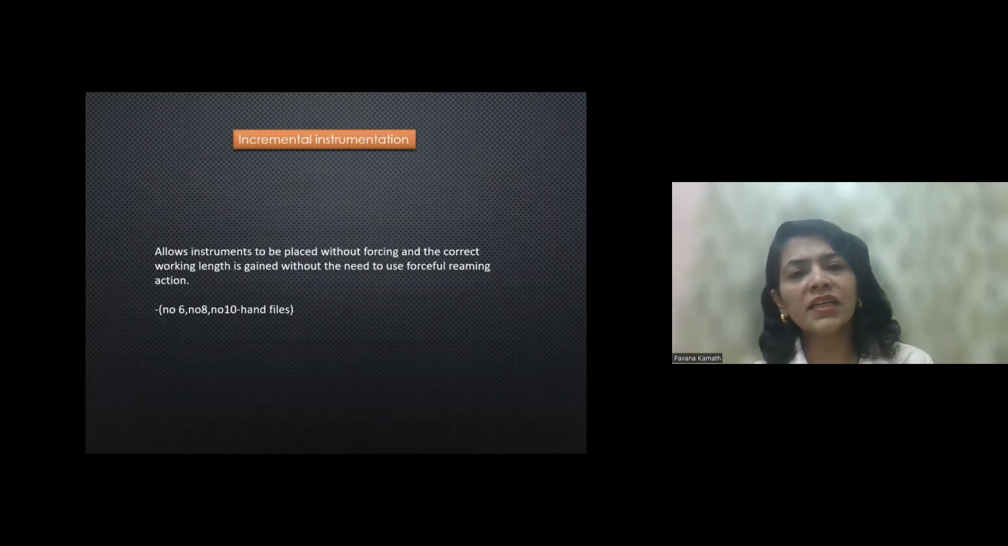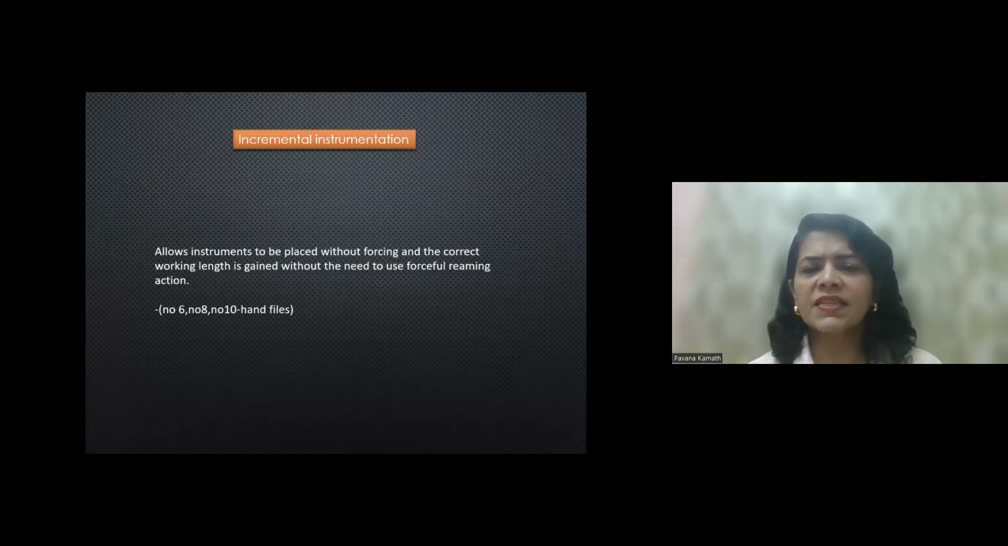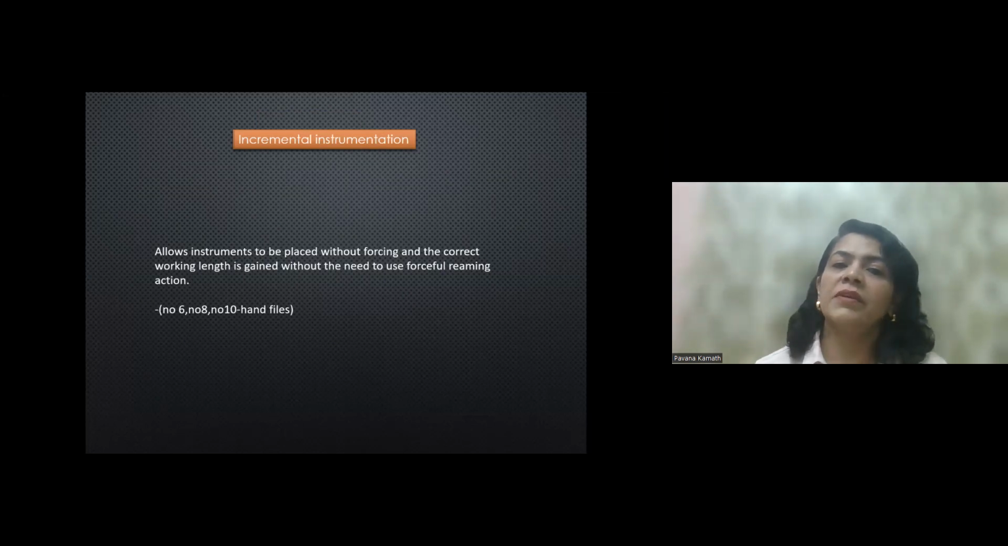What is meant by incremental instrumentation? This is something which we all have encountered. When we are negotiating, the glide path is easily established in the coronal third and the middle third, but when we move towards the apical third, the diameter is very narrow and the file size is sometimes too big for this. And we have a natural tendency to apply more apical pressure at this point of time, which could be detrimental to the apical third anatomy.